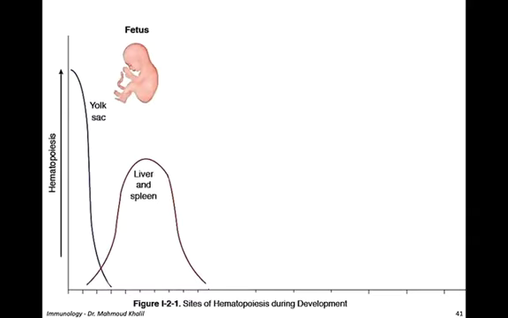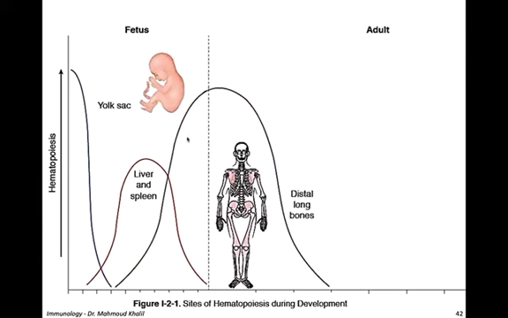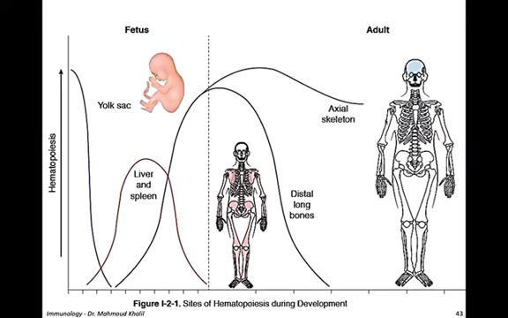So after talking about the different types of white blood cells, we need to understand the process of hematopoiesis. During development, the site of hematopoiesis changes. In the early period of the fetus, hematopoiesis occurs in the yolk sac. This is followed by increasing hematopoiesis in the liver and spleen. Soon after birth, the distal long bone marrow takes over the process of hematopoiesis until reaching adulthood. In adults, the axial skeleton takes over the process of hematopoiesis.